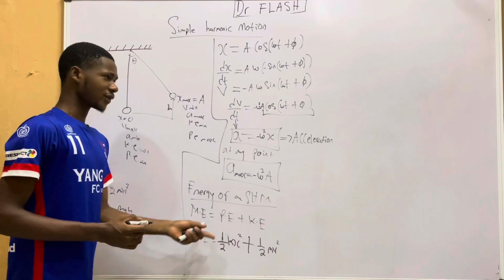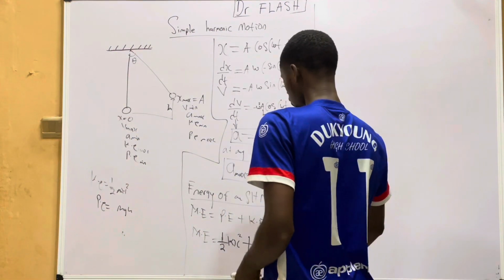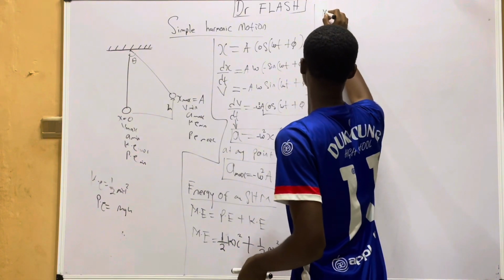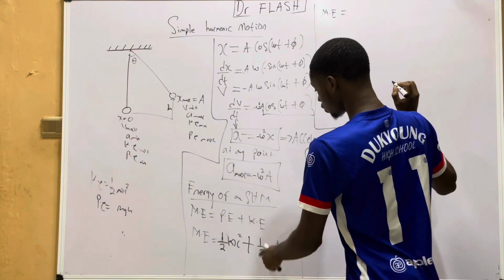Now I think we can factorize and simplify this one further. So that's basically the next step. That's what we're going to do. So mechanical energy is going to equal 1 over 2 is constant, 1 over 2 is constant.